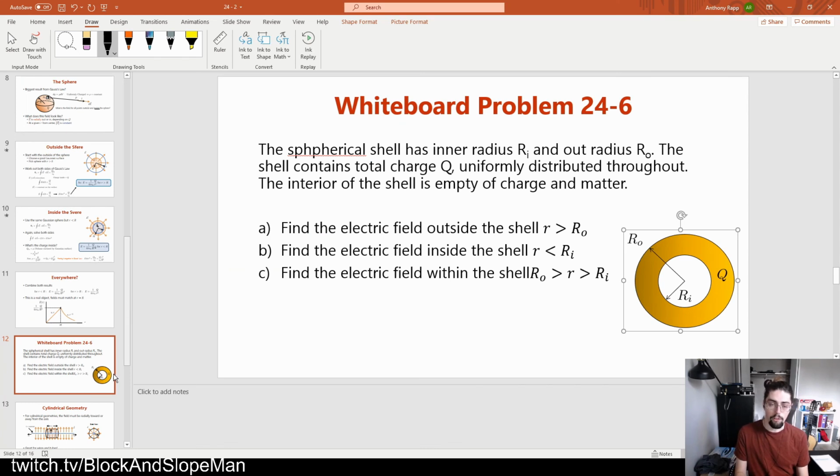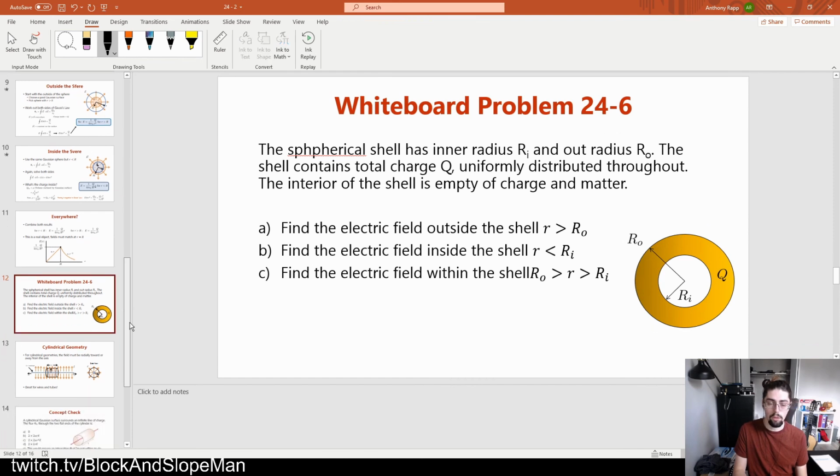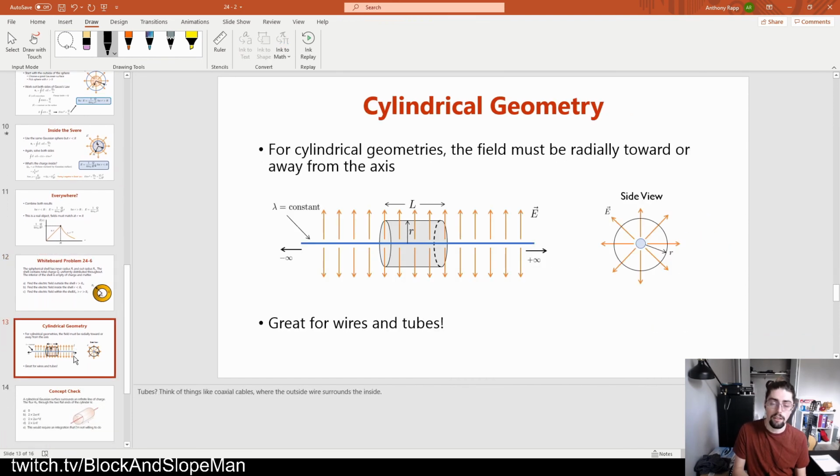So let's keep moving on, right? We just talked about all of these different things we can do with a spherical symmetry, but we talked about 3 different symmetries, right? Another one that we can look at is cylindrical geometry, a cylindrical symmetry. Our Gaussian surface is going to look a little bit different here, right? To match the symmetry of our object, now we have to draw a cylinder instead of a sphere.